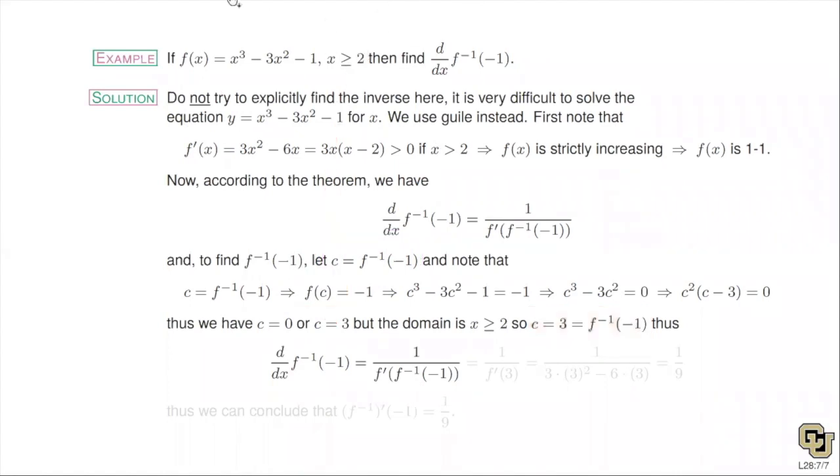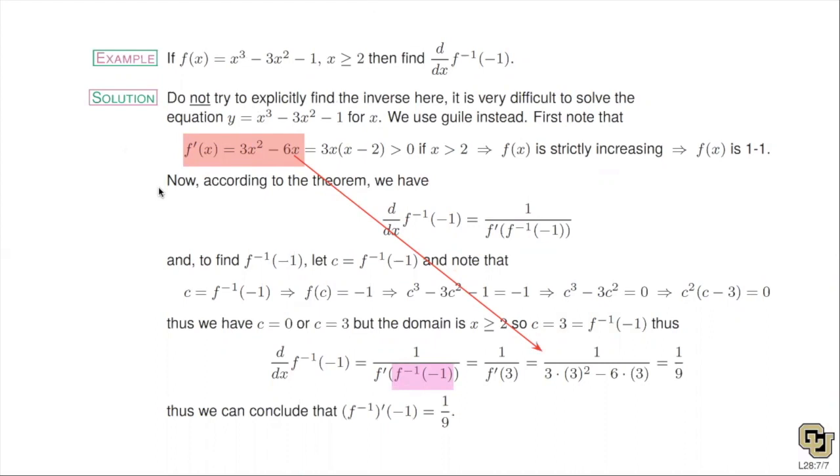I've found this expression right here, which is f inverse of -1, we know that's a 3. And I know f prime, we found earlier, we showed f prime of x was 3x squared minus 6x. So finally, I just plug it in, do the math, and I get the derivative is 1/9. So the derivative of the inverse at -1 is 1/9.